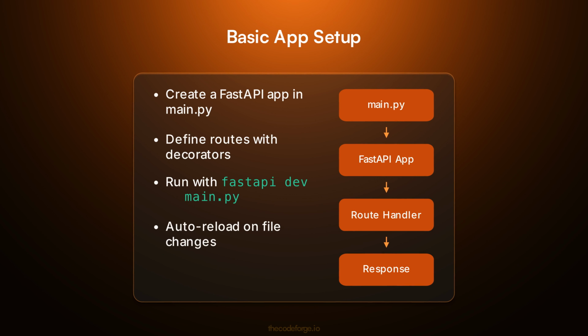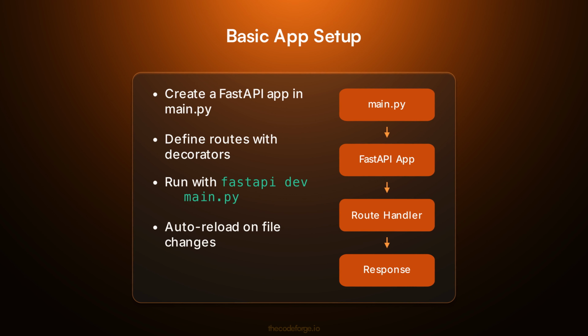Let's start with a basic FastAPI app. Create a file called main.py with a simple root. Then run fastapi dev main.py to start the dev server. The CLI will auto-reload whenever you change any .py file.